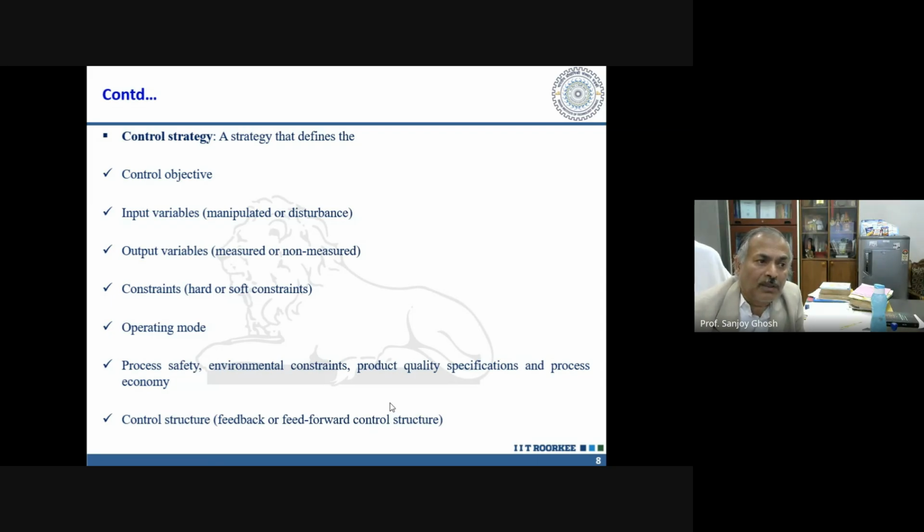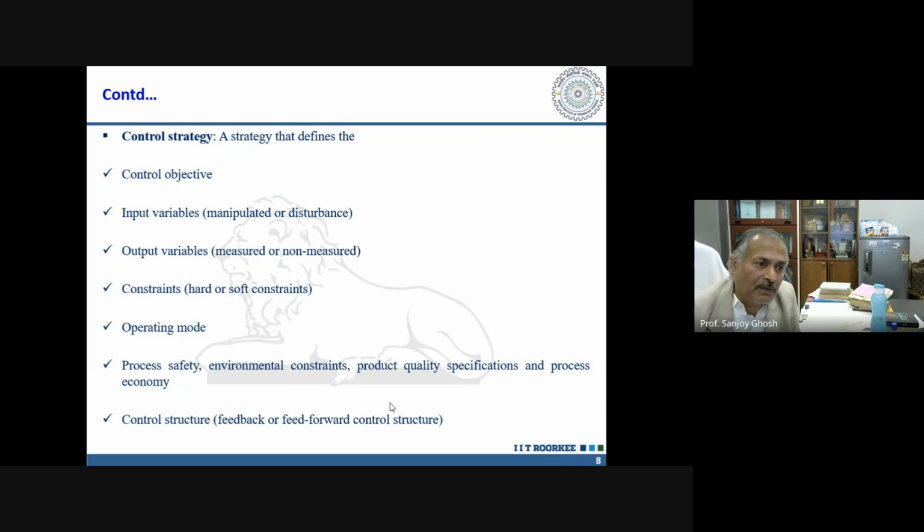Then input variables. What are the input variables? They can be of two types. One is called manipulated and another is called disturbance. I told you that one is manipulated and the disturbance, which is not in our control, is called disturbance. And manipulated is which we control. So disturbances we cannot avoid, right? There will be disturbances, but knowing that, I have to give the input, the manipulated variable, in such a way that the output is not affected in spite of disturbances.